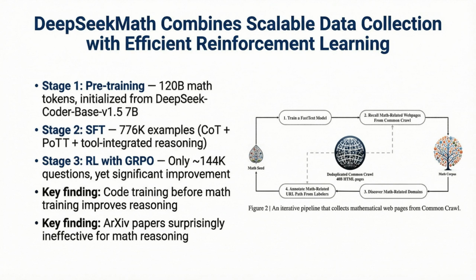Now here is the surprising finding. They discovered that code training before math training actually improves mathematical reasoning, and that arXiv papers, which everyone includes in math training, were essentially ineffective. This challenges a lot of conventional wisdom. Now, let us look at the remarkable results this pipeline achieved.